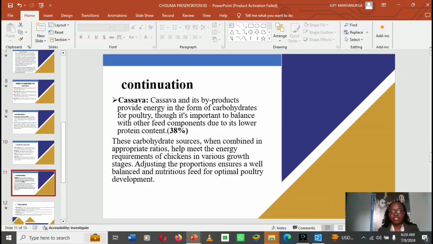Then we also have cassava. Cassava has about 38% of carbohydrates. So even as you are selecting it, how much of it do you have in your locality, or is it easy for you to access it in large quantities and use it?